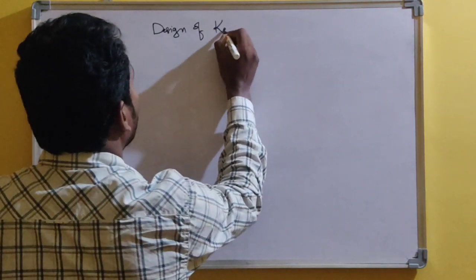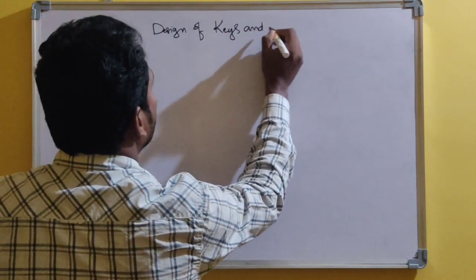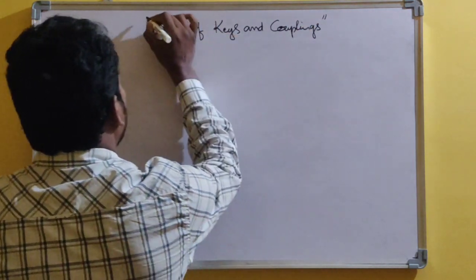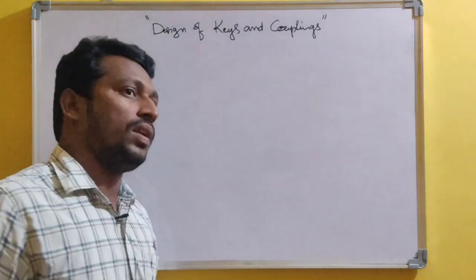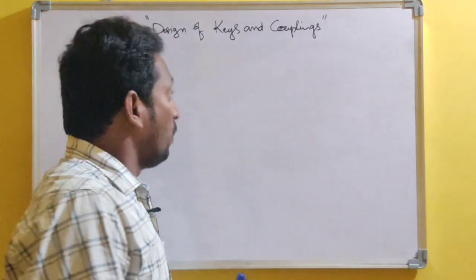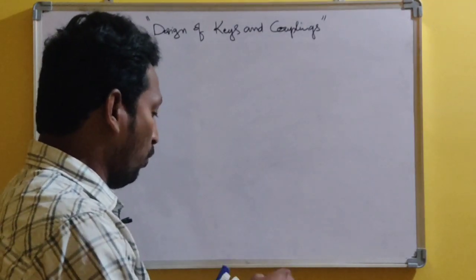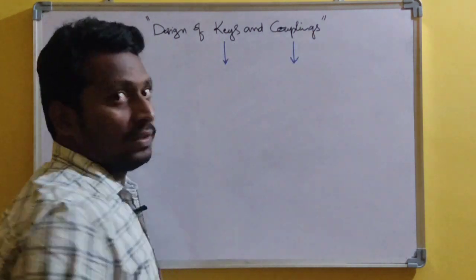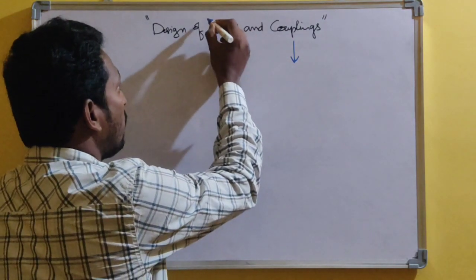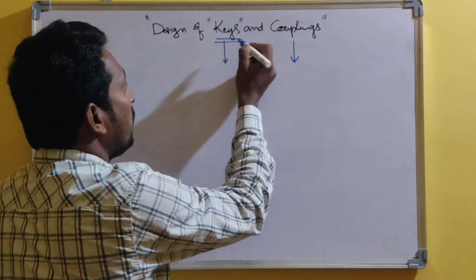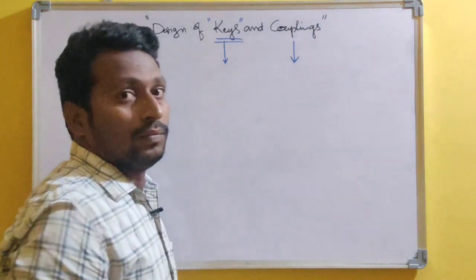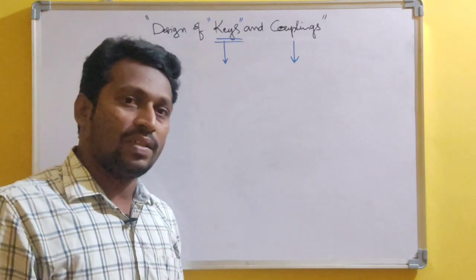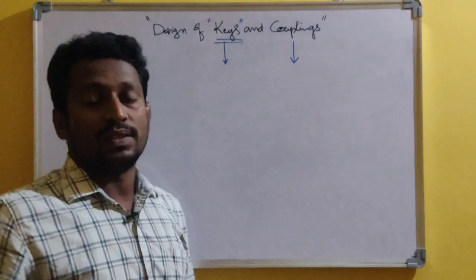Design of keys and couplings. So this is Unit number 5 in Design of Machine Members 1. Now see that here we have two things. One is keys and another one is couplings. The key is a very important element that is used in couplings. Here we will see the keys first, after that we will see the couplings.